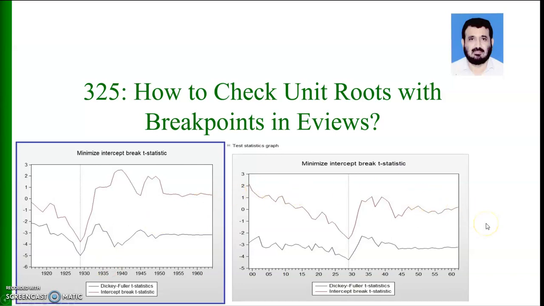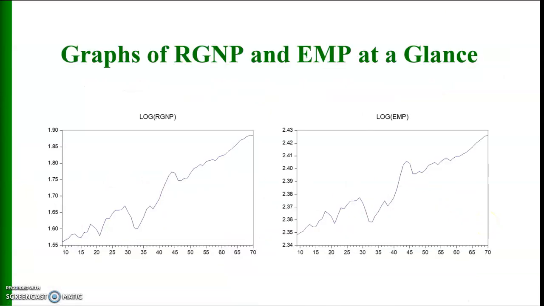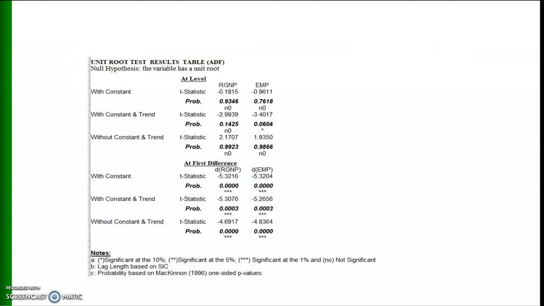So let me show you at a glance the graph of real GNP and the graph of employment, and both the series have upward trend. So seemingly it means that these series are non-stationary. They have unit root at level, and this is unit root test results for the ADF unit root test, and at level both the series, that is real GNP and employment, are non-stationary. They have unit root, but at the first difference level both the series become stationary.